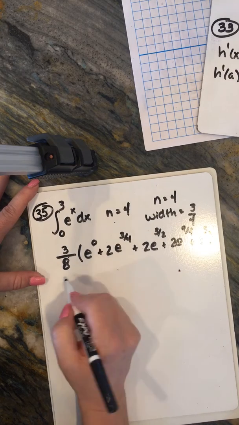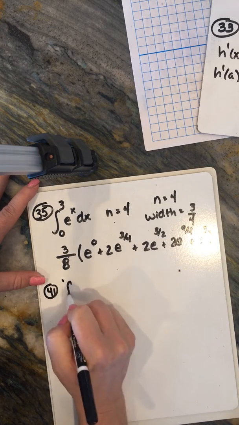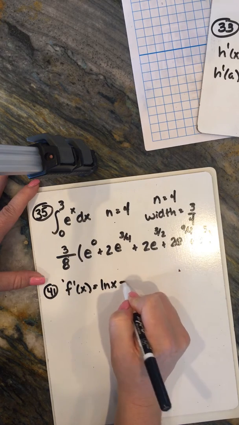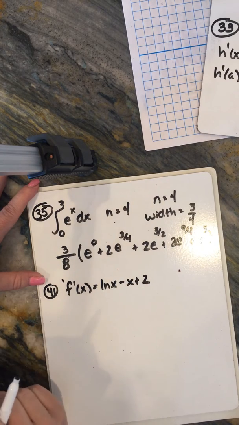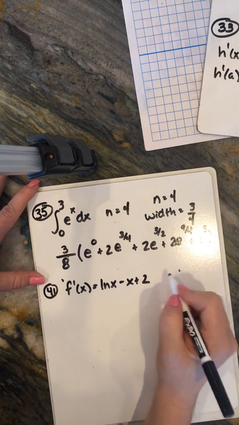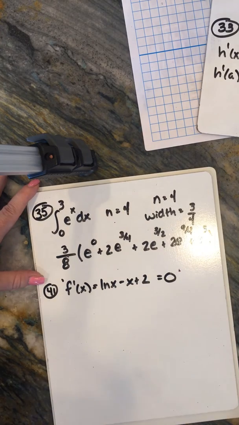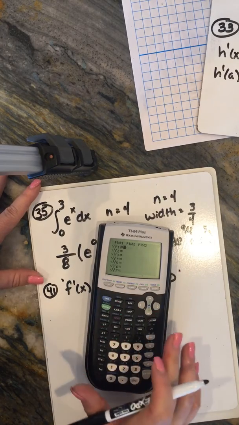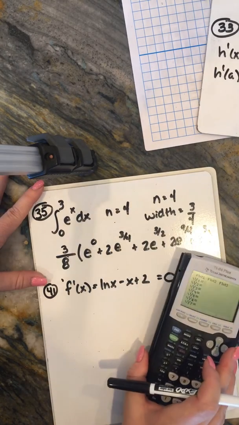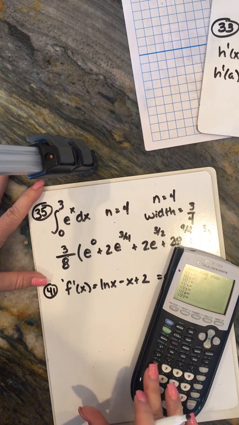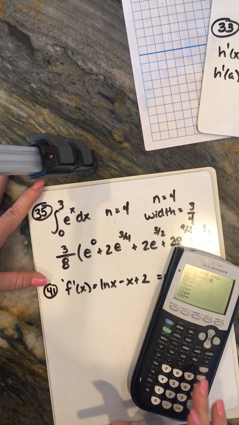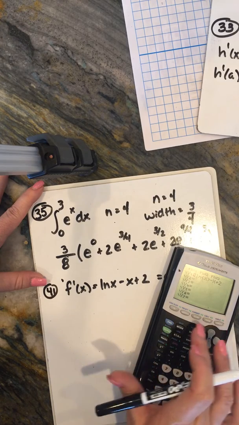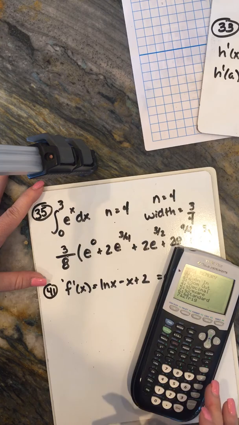All right, so you've got f prime 41. F prime of x equals ln x minus x plus 2. Need to set that equal to 0. So on your calculators, we need to get really good at using our calculators since the AP test will be on the computer only now. We've got ln x, close the bracket, minus x plus 2. And we're going to graph it, do a zoom 6.